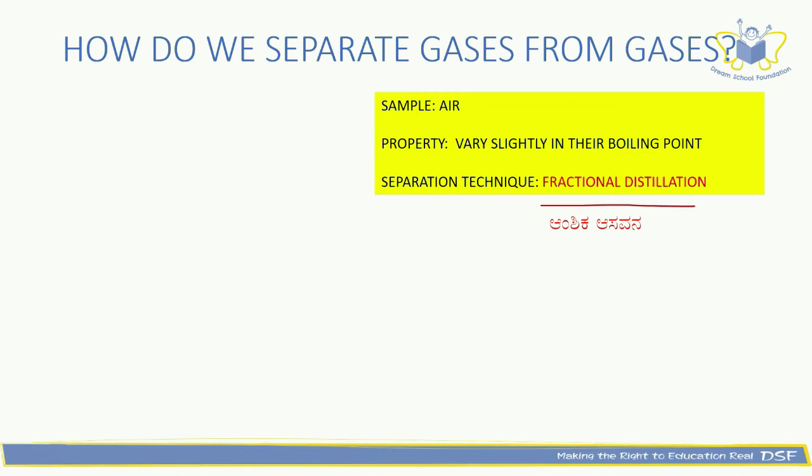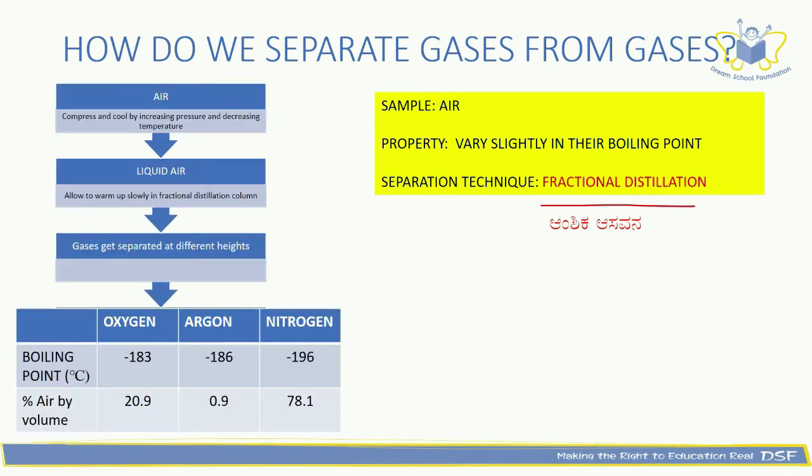We can go about it as follows. First, we need to cool and compress the air, making it liquid air. Then we need to heat it slowly in the fractional distillation chamber or column and collect the gases at different heights based on their boiling point.